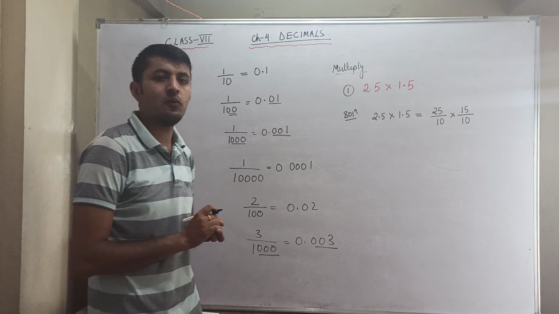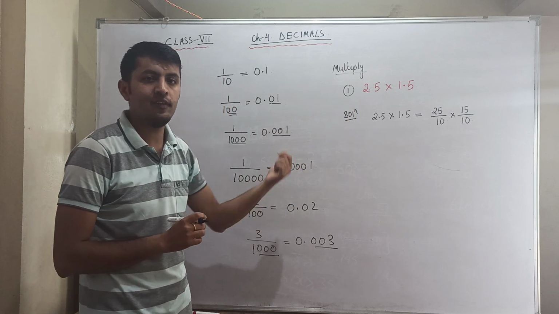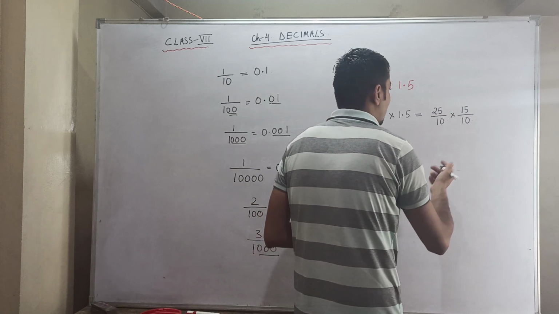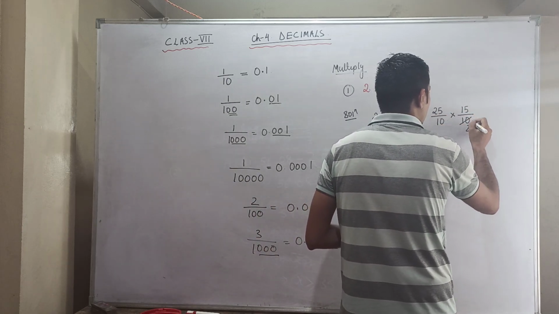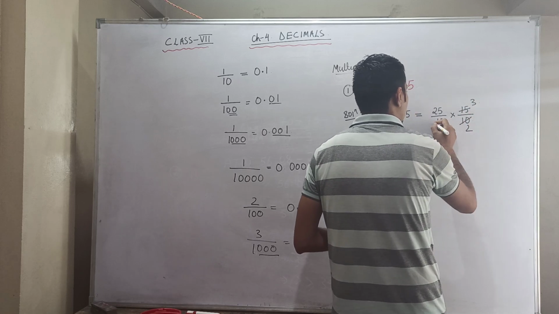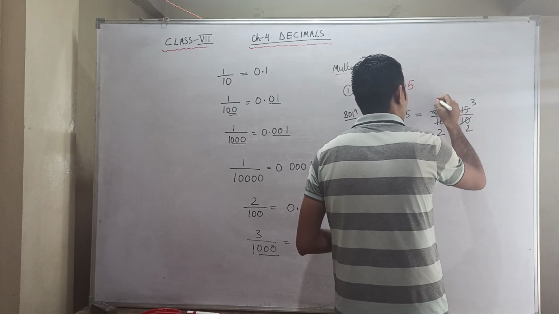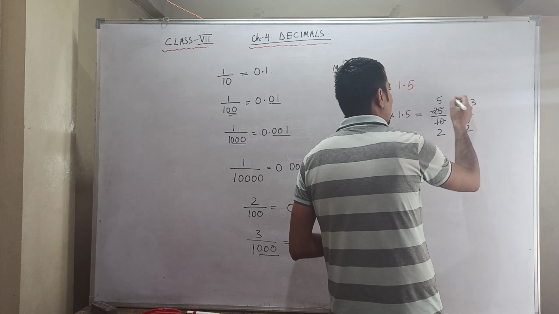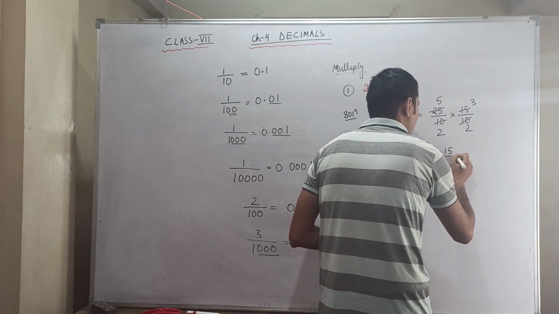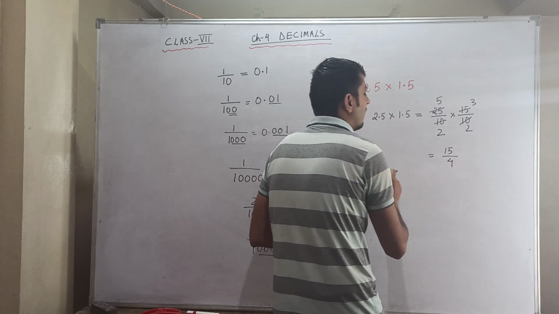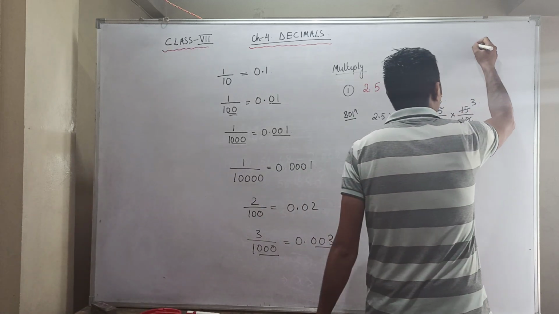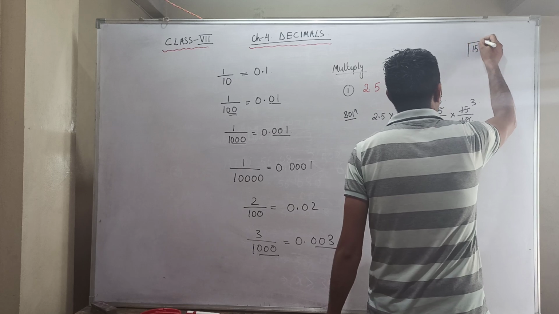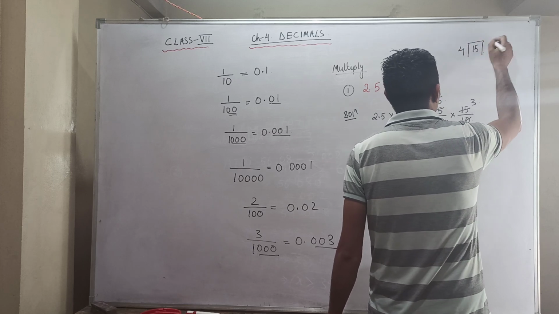Now, what you can do is simplify it. You can cancel it. So let's see. 5 2s are 10, 5 3s are 15, and so on. So how much did you get? 5 3s are 15. 15 by 4. You got 15 by 4. Now you can divide 15 by 4.